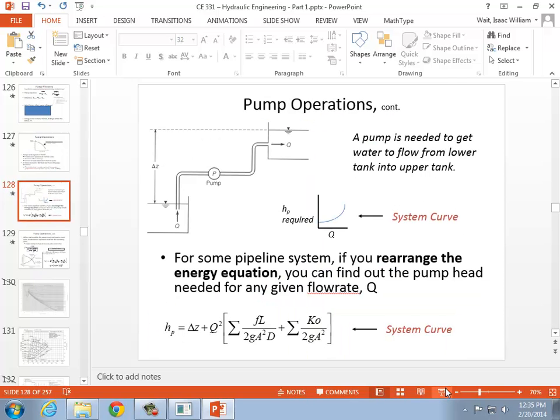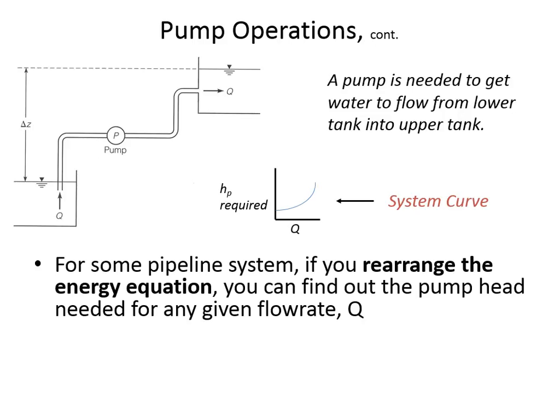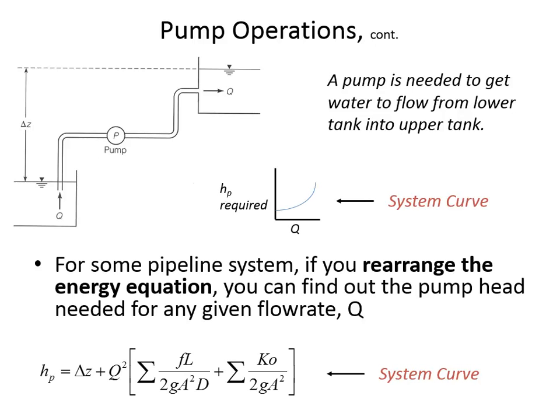Here's the system curve equation, the general form of it. The general form of the system curve equation says, look for the elevation difference between two reservoirs, or between the origin and destination. So the delta Z. Q will be unknown. That's what you're going to be solving for when you set the system curve equal to the pump curve.